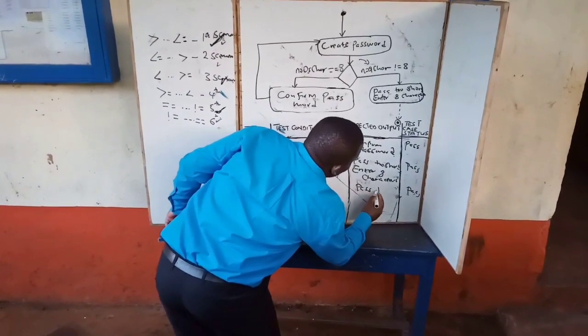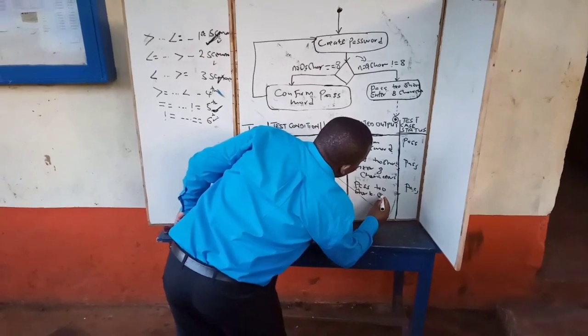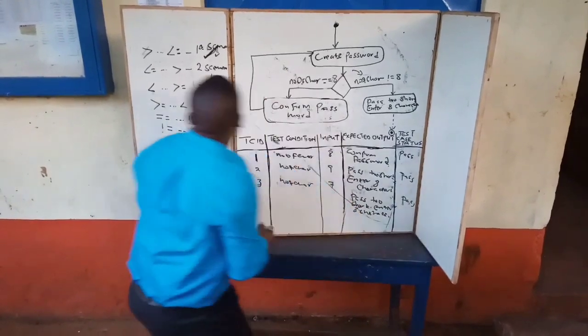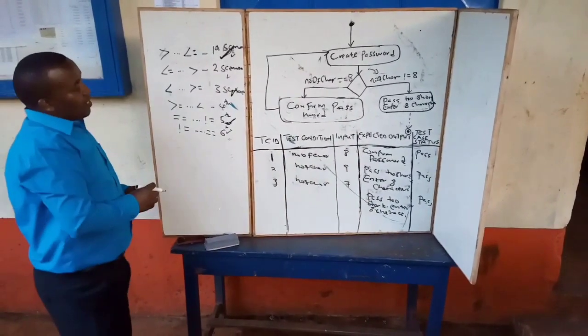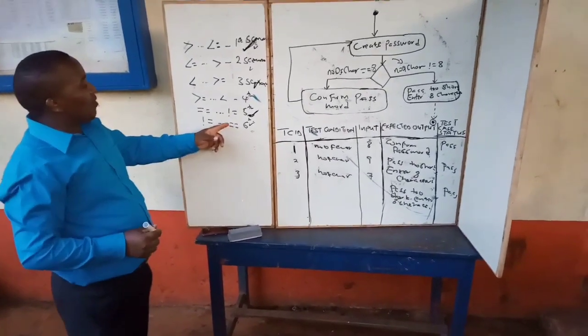Password too short, enter 8 characters. That is the fifth scenario. The sixth scenario, you may attempt it, and it is just the reverse of the fifth scenario.